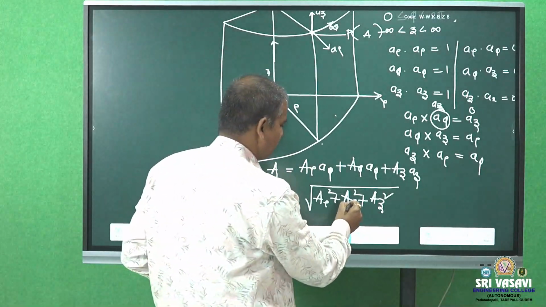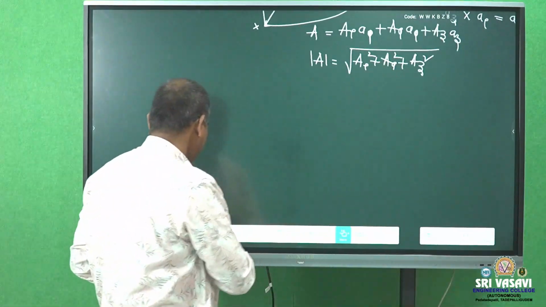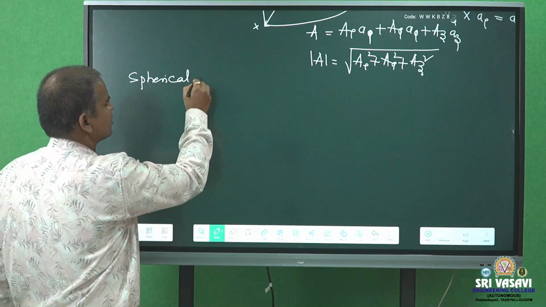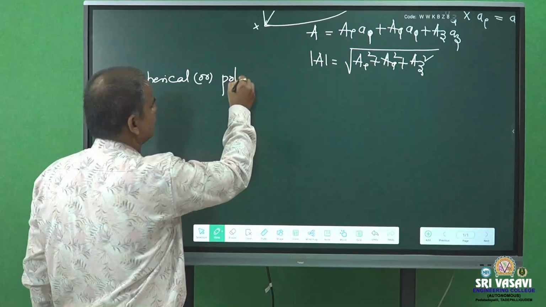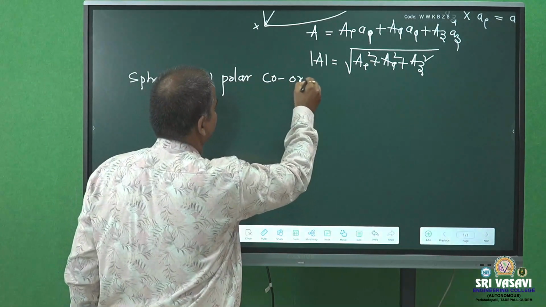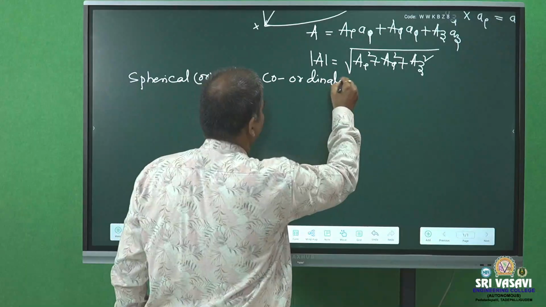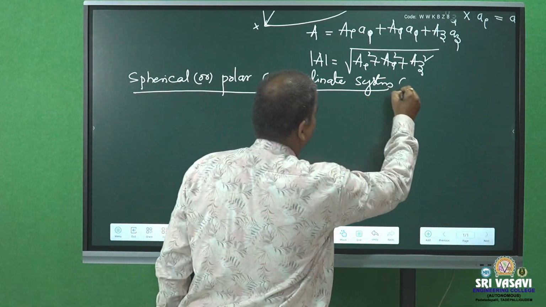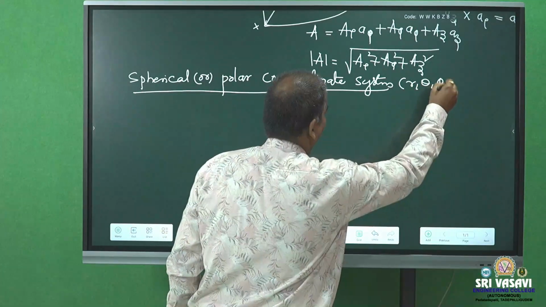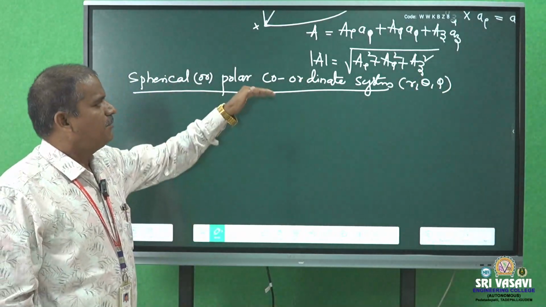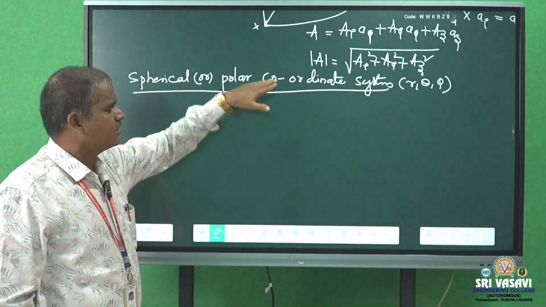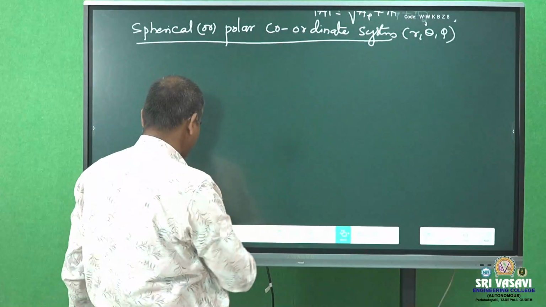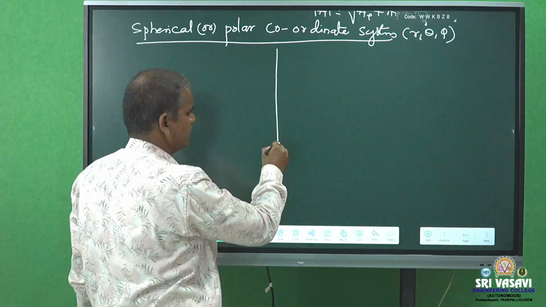In similar fashion, we discuss the third and last one, the spherical coordinate system, also called the polar coordinate system. We represent it as r, theta, phi. Similar to Cartesian and circular, we also represent it in polar. So first we represent the coordinate system, once again, the variables.